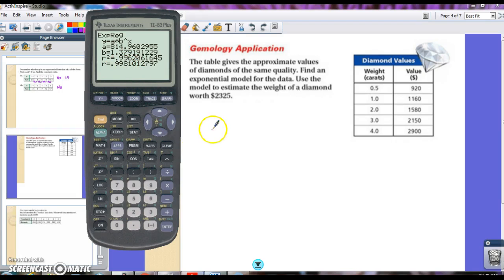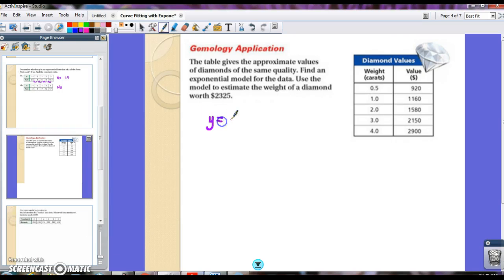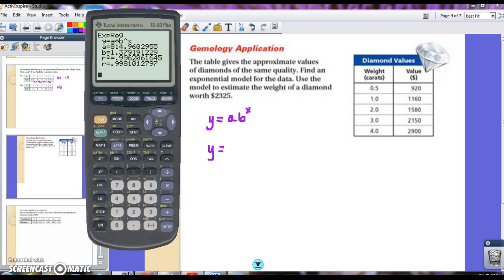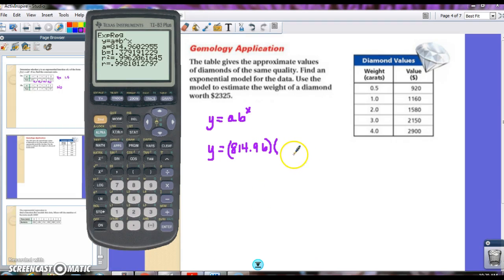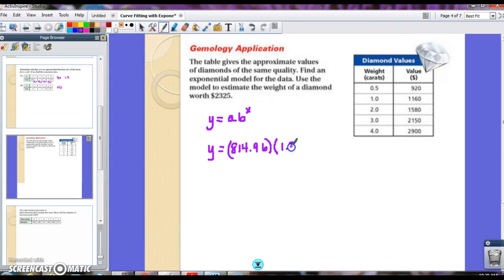All right, so it says to find the exponential model. So remember, it's y is equal to a times b to the x. We were told what a was and we were told what b was. A was 814.96. So 814.96 times our b value, which is 1.38, 1.38 to the x. So that is that model, exponential model.